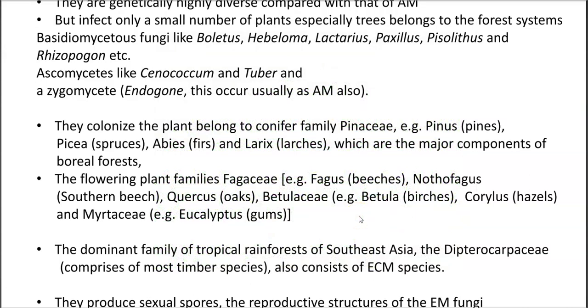The next family of plants grows commonly in the tropical region. It belongs to Fagaceae, Betulaceae and Myrtaceae. The common names are given in the brackets, which include beeches, oaks, birches, hazels as well as plants like eucalyptus. So these are all the major plants that could be successfully colonized by the ectomycorrhizal association.